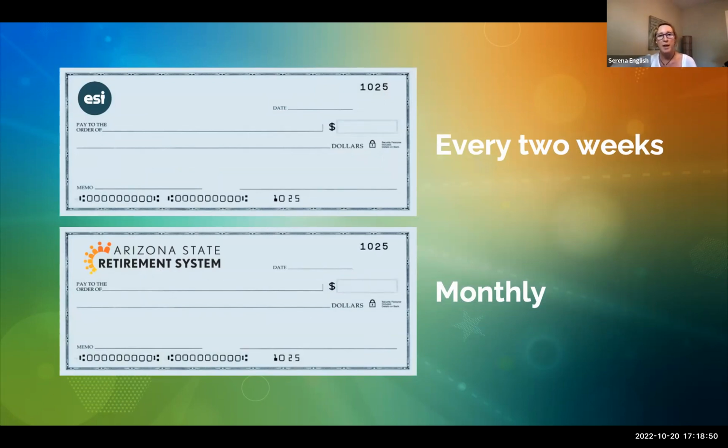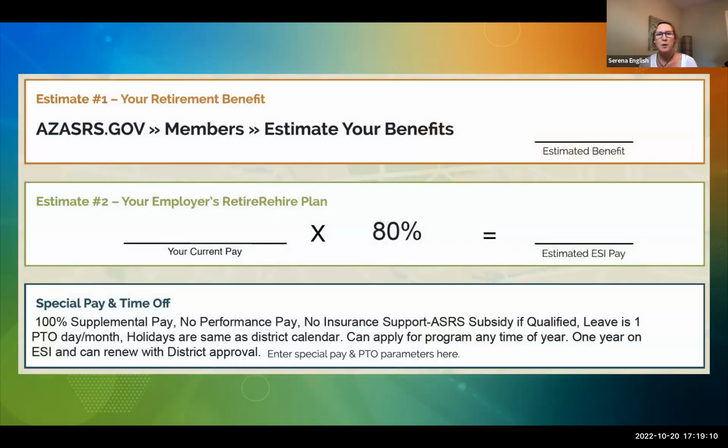So every 2 weeks you would be paid from ESI instead of TUSD, and your salary is paid in equal payments over the length of your contract. Then once a month, you will receive your pension benefit from ASRS. So I know you're saying, okay, that's great, but I want to know how much I'll be making, right? I'm not sure, I believe this worksheet might be on your internal website. If not, I'm going to share a link to it as well. And if you don't have the worksheet, then you can just grab a pen and paper, or maybe take a screenshot of this information.